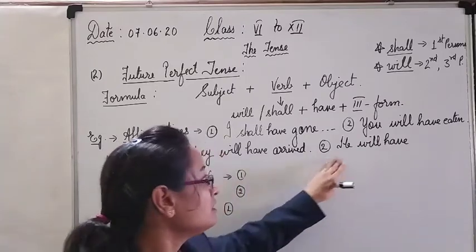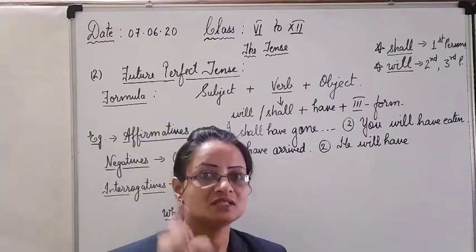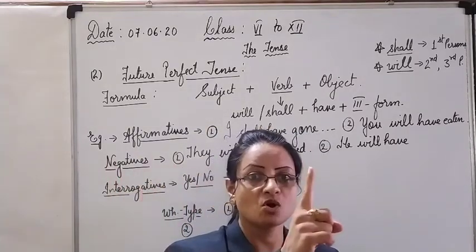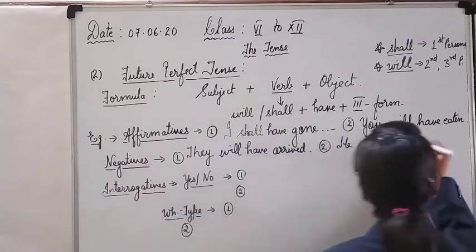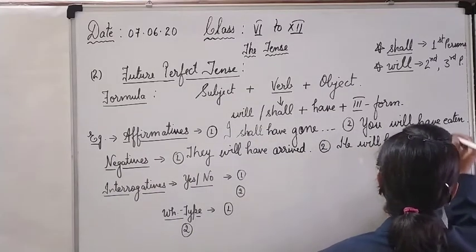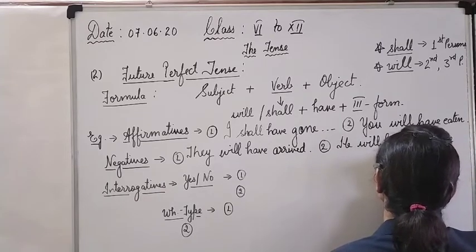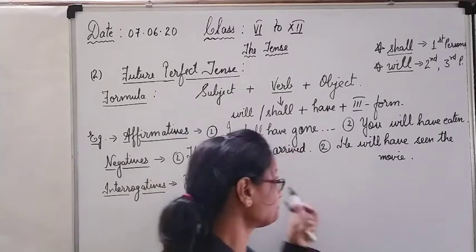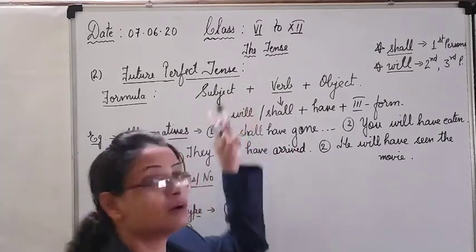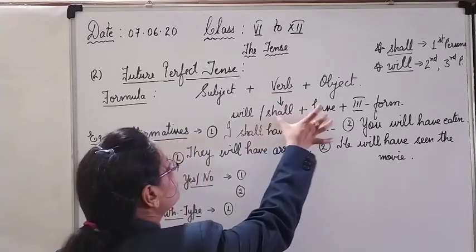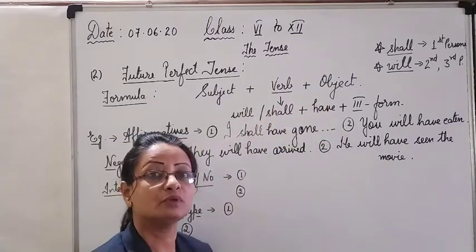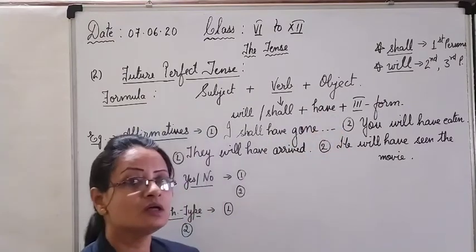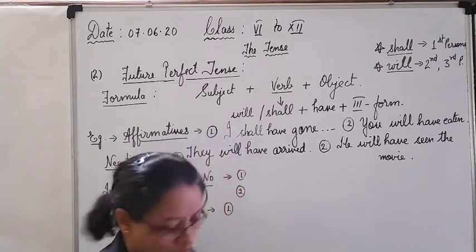Then he will have. See, S-E-E. The third form of see you have to find out. See, saw, S-A-W, seen. Seen is the third form. He will have seen. Add some object to make it complete. He will have seen the movie. Clear? This is the way to carry out the practice with the perfect tense. Only remember this and then you can make up your own sentences. If your focus is on this formula of the verb, you will never frame wrong sentences.